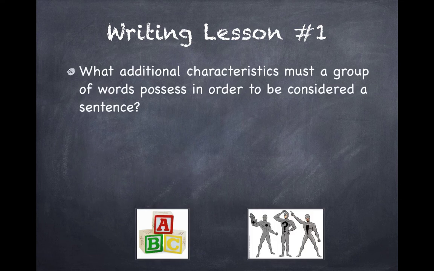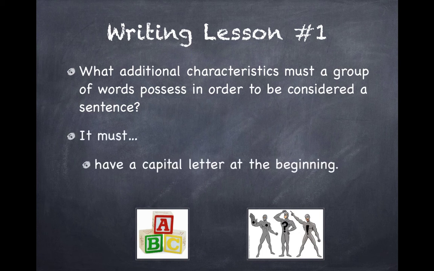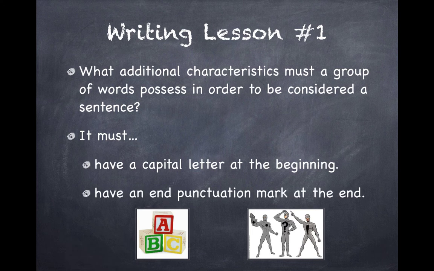Now, if you'll think critically and think about what we've studied about conventions and the rules of conventions, what additional characteristics must a group of words possess in order to be considered a sentence? I'll give you a few hints. First of all, let's look at our pictures down at the bottom. And second of all, I want you to think of the beginning of a sentence, and I want you to think of the end of a sentence. Got it? You should have been able to answer. It must have a capital letter at the beginning, and it must have an end punctuation mark at the end.